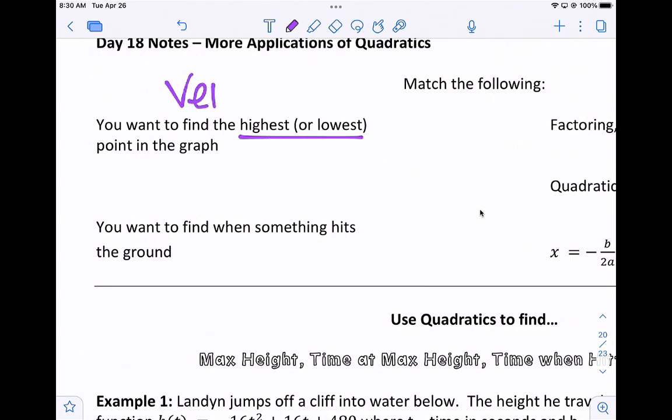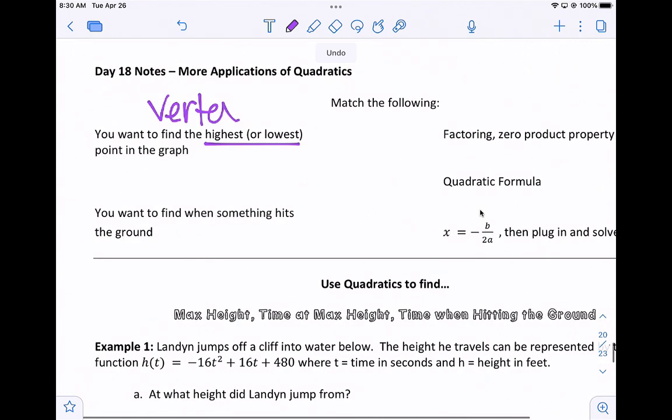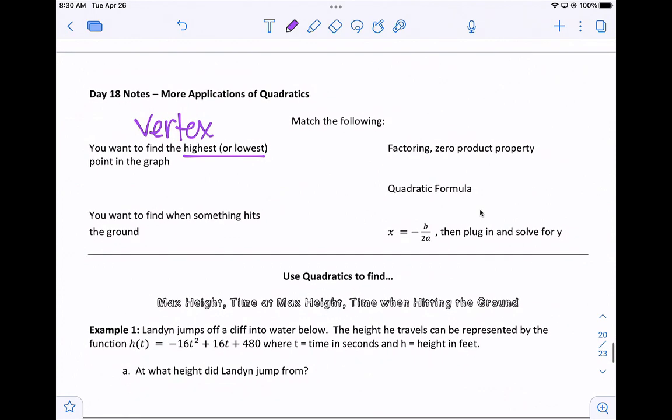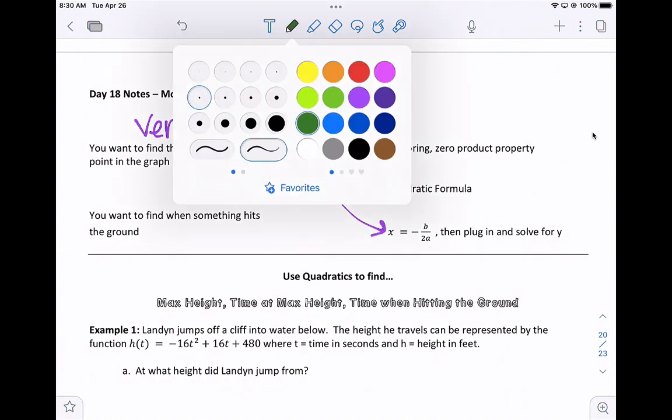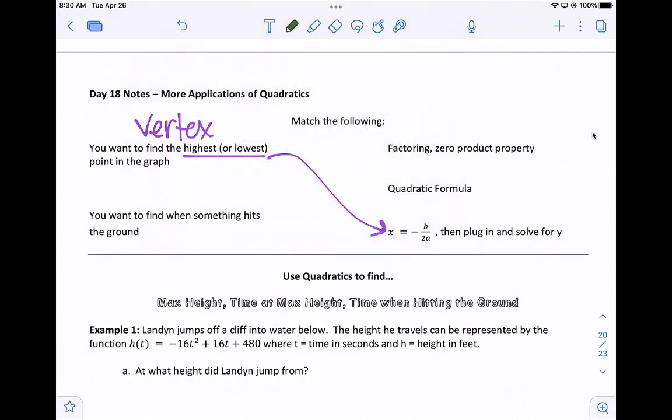That's the vertex. And to find the vertex, you could graph it. If it's in vertex form, you just take a look at the opposite of what's in the parentheses. And then the number on the outside is the same. Or we've been looking at another way to find the vertex, which is opposite b over 2a to find the x value, and then to find the y value, just plug in your x value, solve for y.